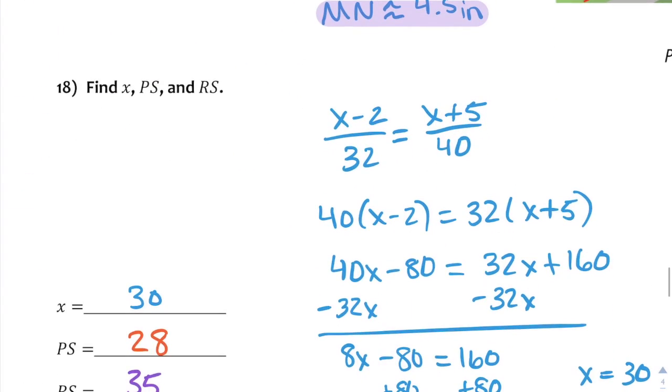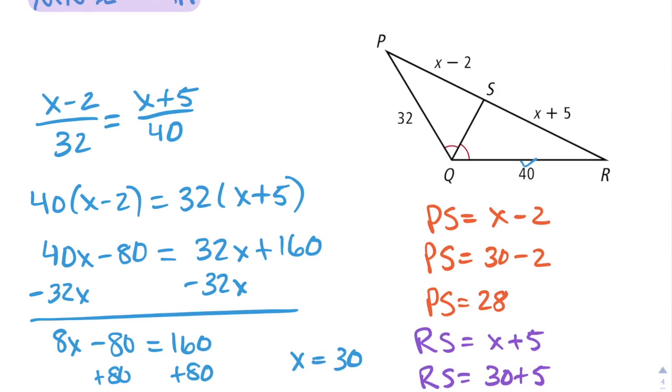Okay, number 18. Here you're going to set it up as x minus 2 is to x plus 5. Oh, looks like I set it up differently. Okay, well, it doesn't matter. It's going to be the same thing, right? x minus 2 over x plus 5 as 32 is to 40. 32 is to 40. Okay.